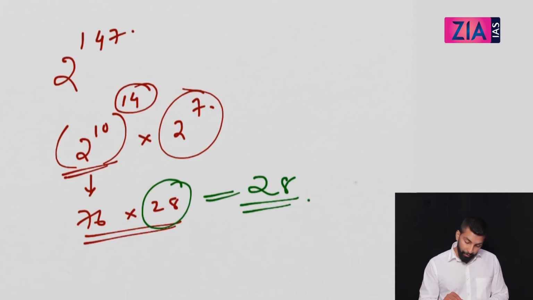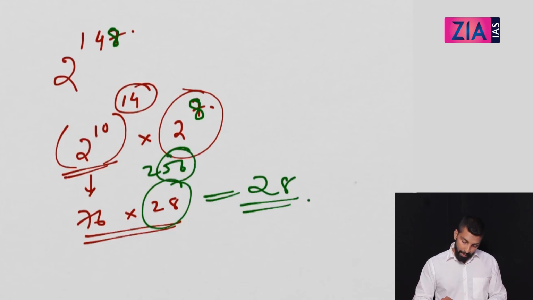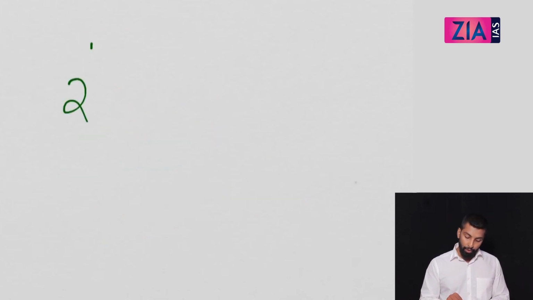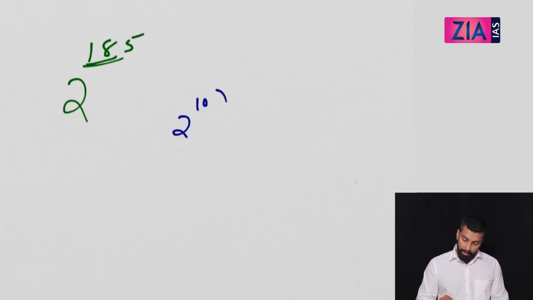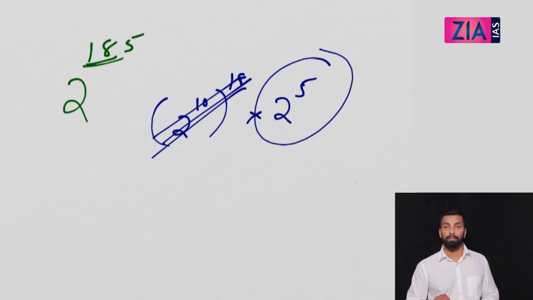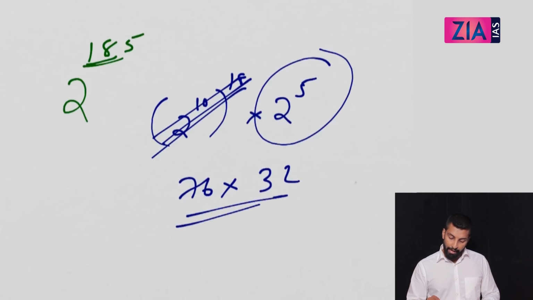Okay, so if it was 148, this will be 8, then you will get 256. So what I need is 56 only. When you multiply with 56, you'll get 56 as the answer. You don't want to multiply, you can directly write. So if I give you 2 raised to 185, you just need to know this is 180 plus 5. 180 is even, right? So because 2 raised to 10 raised to 18, that is even, into 2 raised to 5. So this is not important for us. Just write the last two digits of this. Anyway, you know this is 76 into 32. You multiply, you get 32 itself.